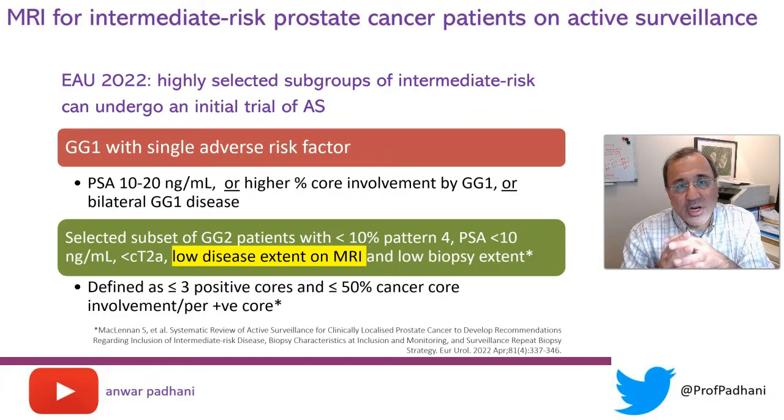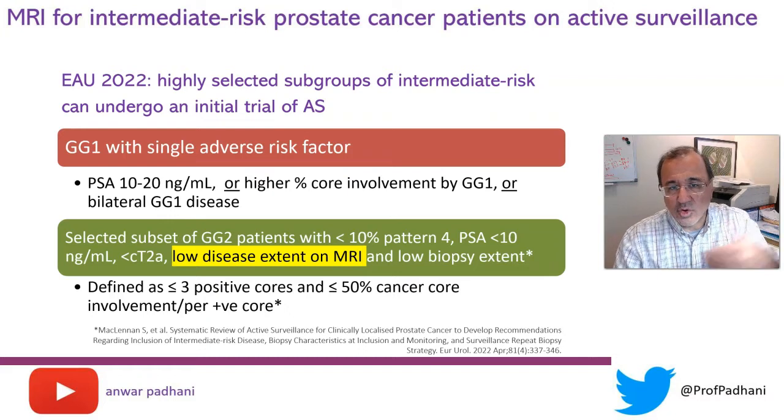So we already recognize that there's a highly selected patient group with intermediate risk who are suitable for active surveillance. And you can see this EAU position paper already says that in the selection process, we should include a low extent on an MRI scan. So in a sense, it is already accepted as having a role.